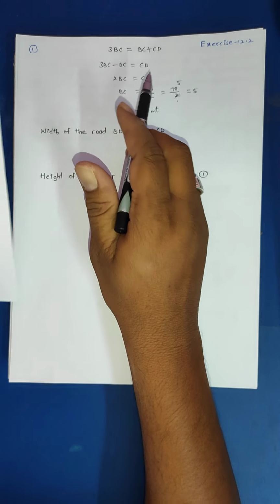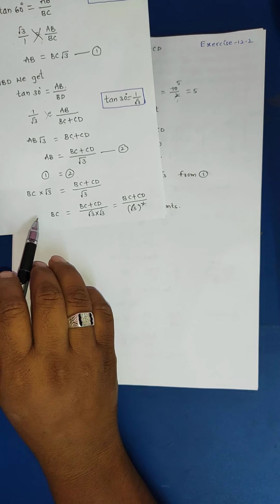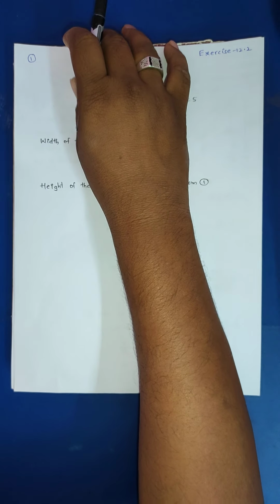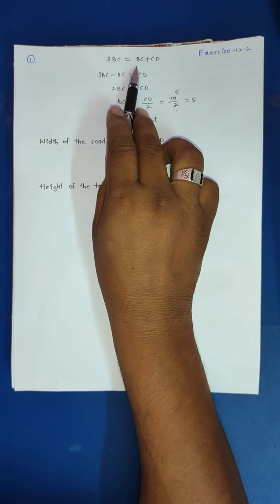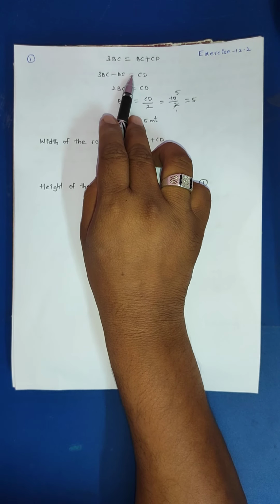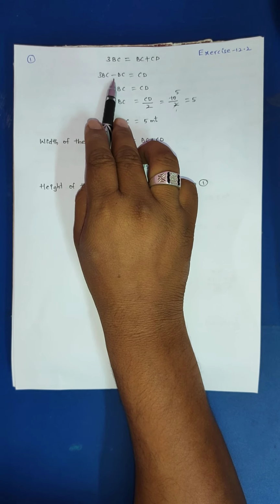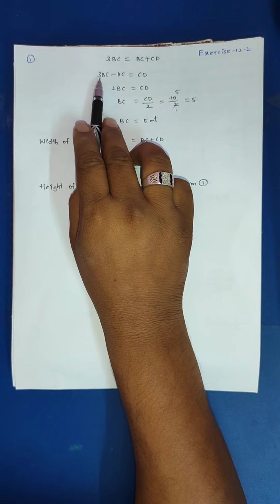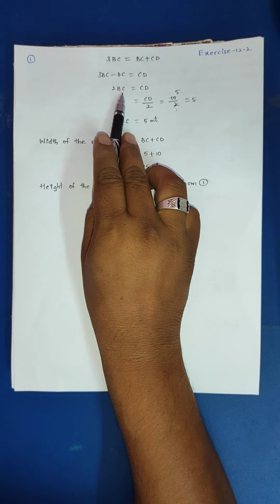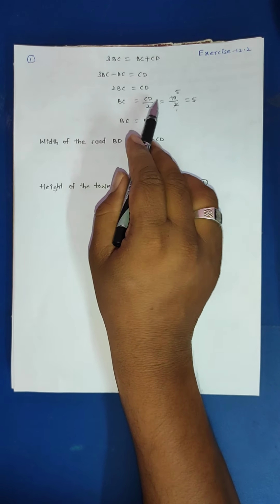Look, the denominator 3 remains, and this 3 is equal to this side. Then 3BC is equal to BC plus CD. Bringing BC across, 3BC minus BC is equal to CD. 3 times BC minus 1 times BC means 2BC is equal to CD, so BC is equal to CD by 2.